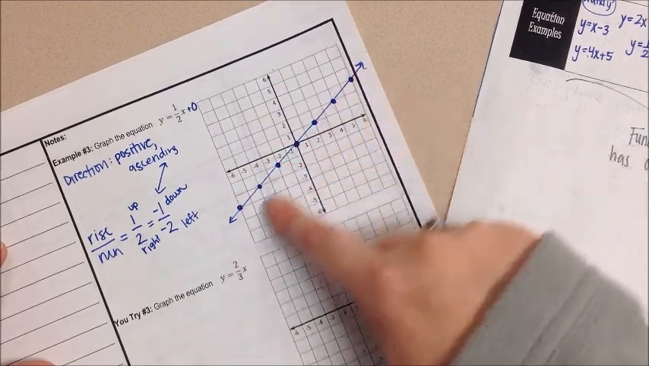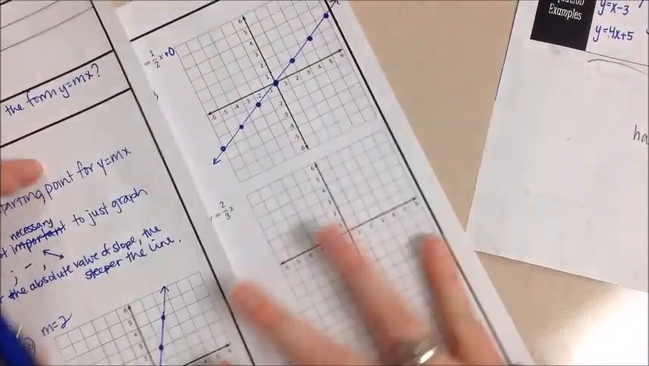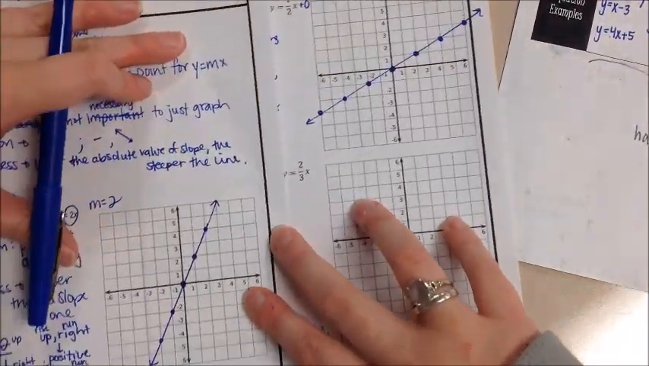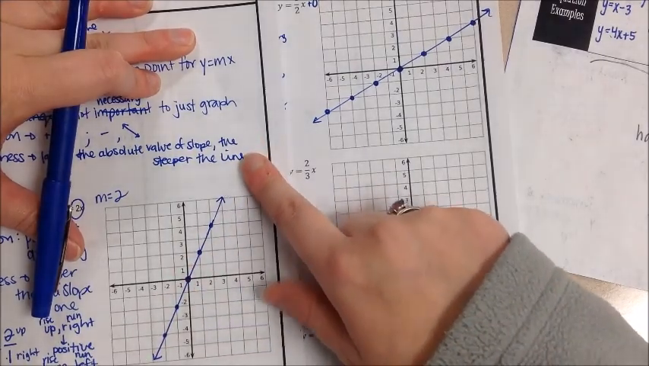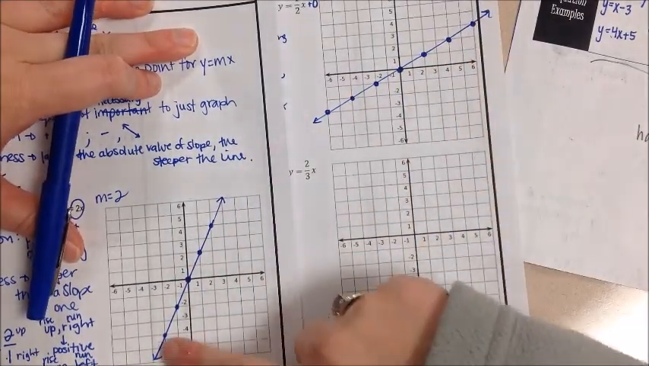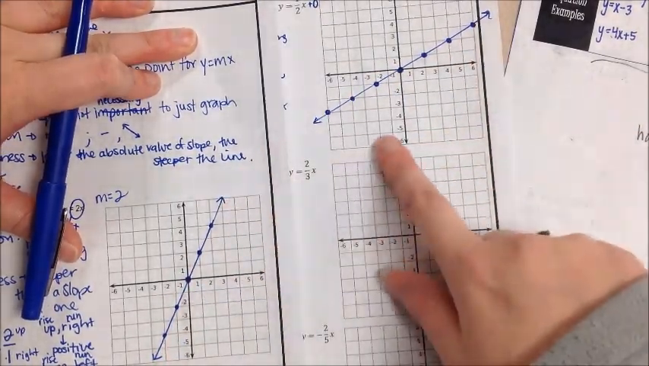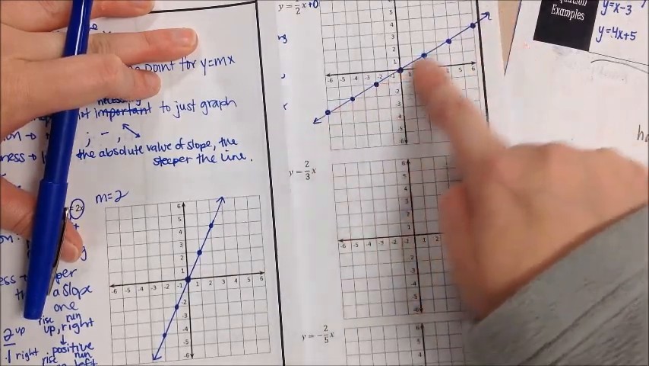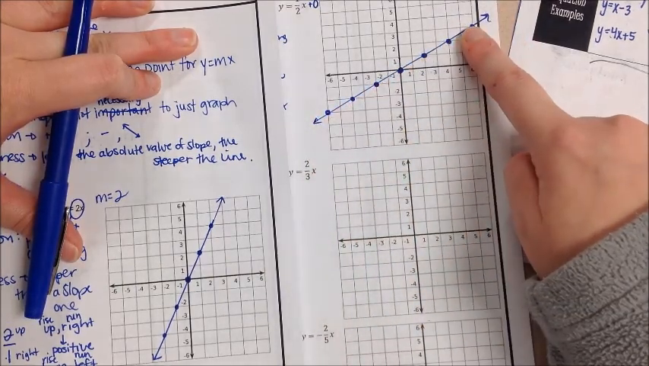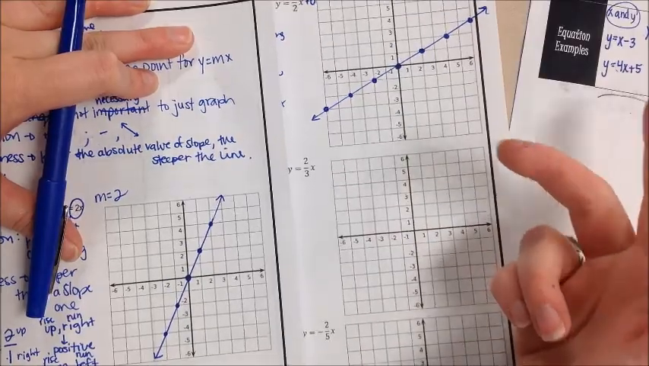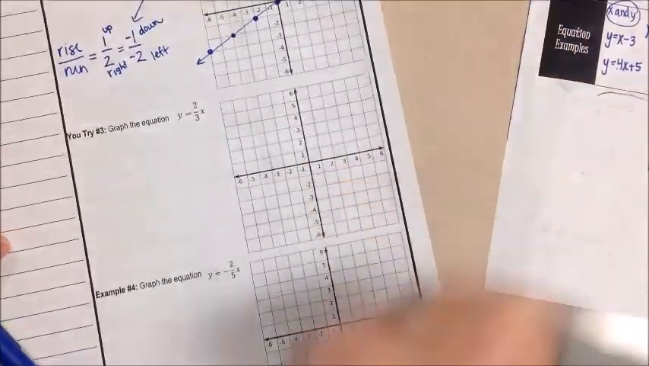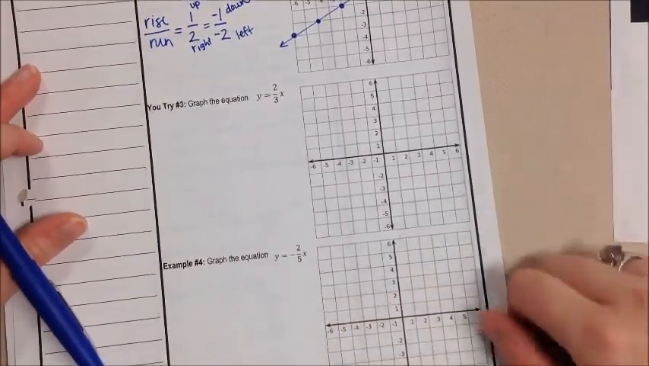Now if you look at this graph compared to this one, okay? So the absolute value of 2 is greater than the absolute value of 1/2. So if you see, it's steeper than it is when it's 1/2 or less than 1. Okay, so it's kind of gone down a little bit, okay? Go ahead and do the U-try, number 3, okay?